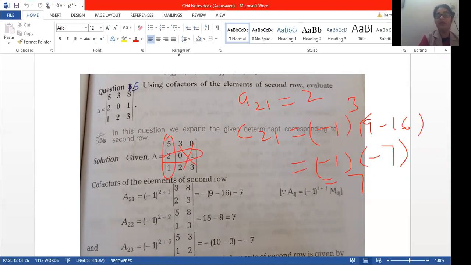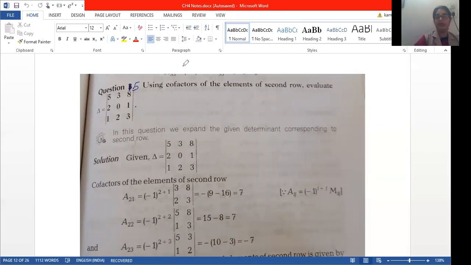So the first term will be what? 7 2s are 14, and the second term was minus 7 only. So 14 minus 7, the answer will be 7. And the second term we will not do, because in the second term we are having 0, and 0 multiplied by any number will give you 0. Clear? Then come to the next question.